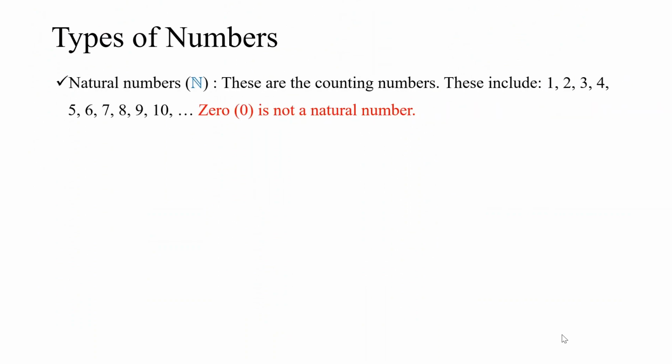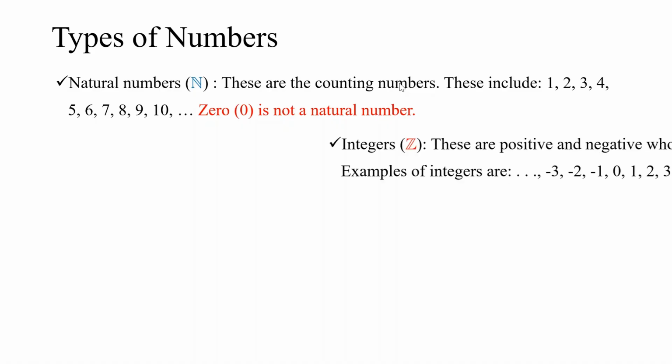Types of numbers. We are looking at the first one here, natural numbers. The symbol is written as N in this form. What are natural numbers? They are counting numbers, numbers that you can think of, 1, 2, 3, 4, and whatever number you can count. Mind you, 0 is not a natural number. When you include 0, it becomes a whole number.